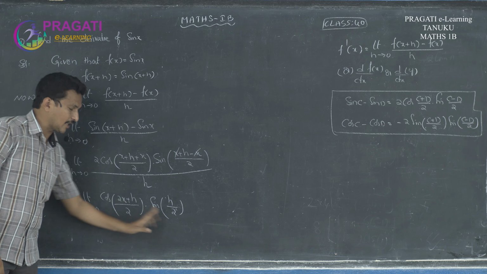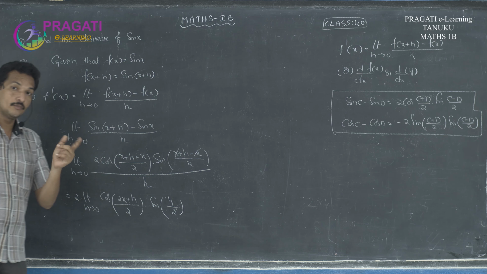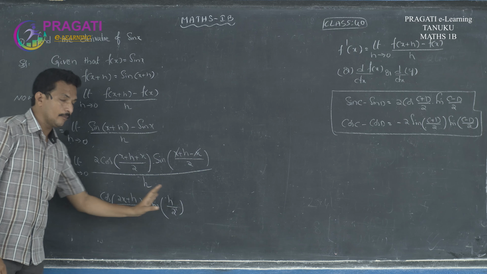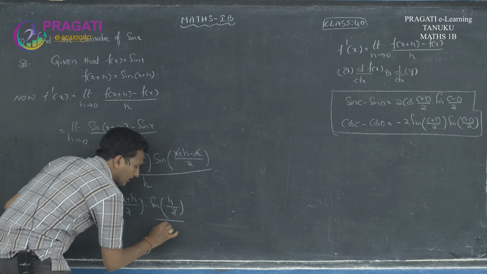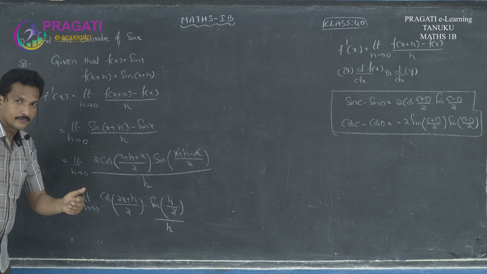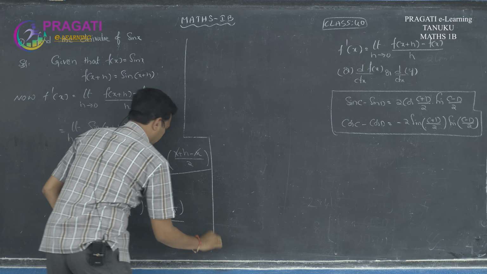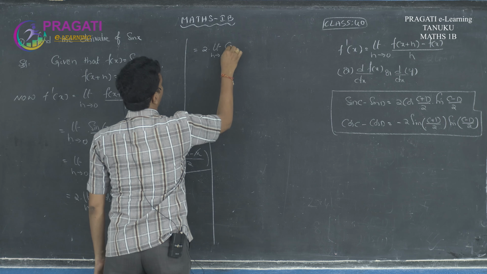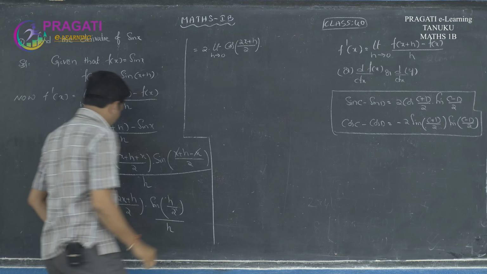Here we can write the first term or second term, or both terms, as a product of limits. Here we write only one term, either the first term or the second term. Here we write the second term, because it is converted to the formula sin nx by x, but for cos nx by x there is no formula. So write 2 into limit h tends to 0 of cos of 2x plus h by 2.